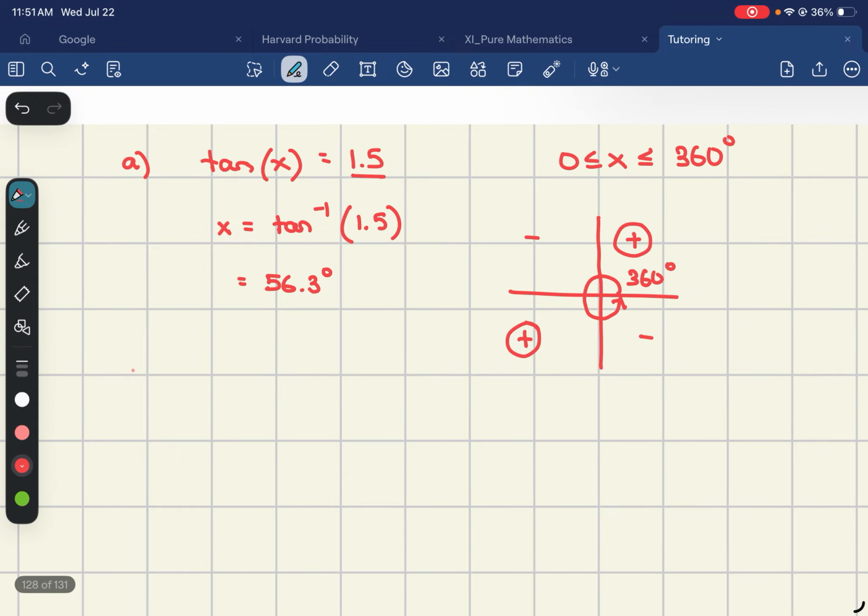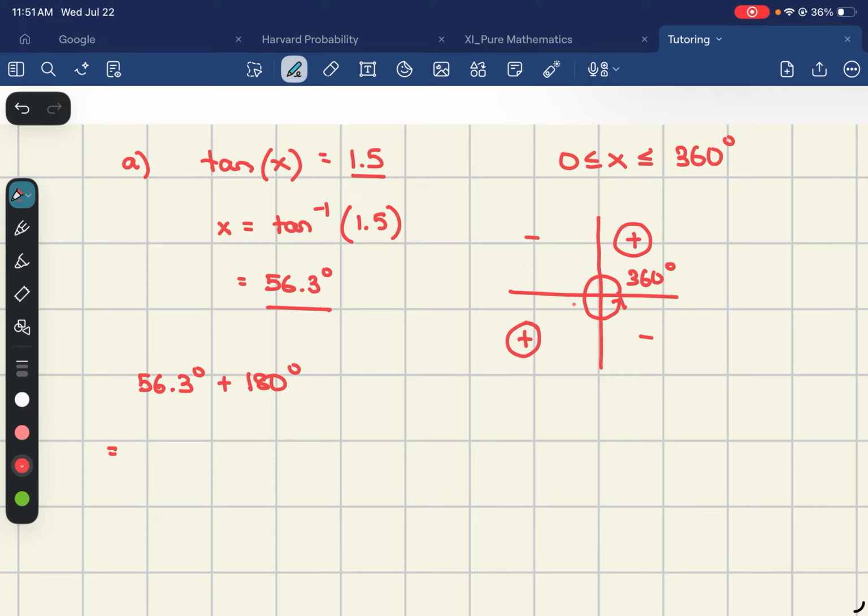Well, because tan has a period of pi, to get the other answer you need to add pi. And pi is basically 180 degrees. So that is how you're going to get your other angle. So one is 56.3, and this is acute, remember that.